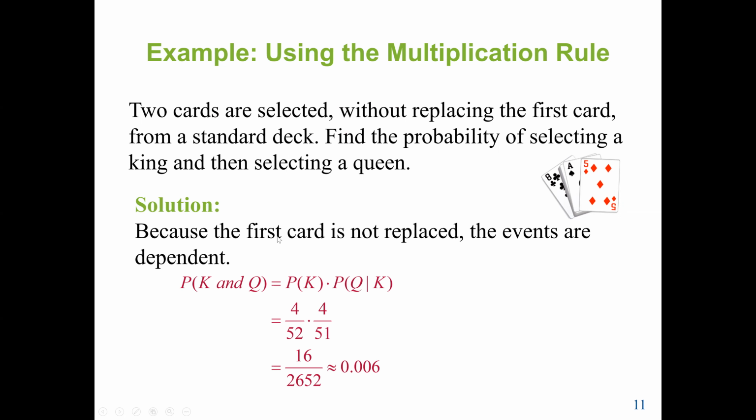Because the first card is not replaced, the events are again dependent. We can see the probability of K will be 4/52, but the probability of Q given K will be 4/51, because it's not replaced. Now, if the first card is replaced, then they are going to be independent, because we're going to get 4/52 times 4/52. Again, the question says find the probability of selecting a king, then selecting a queen, but the two cards are selected without replacing the first card. So we get 4/52 for the first card, because the total is 52 cards, but for the second card, we didn't replace the first card, so we get 4/51.